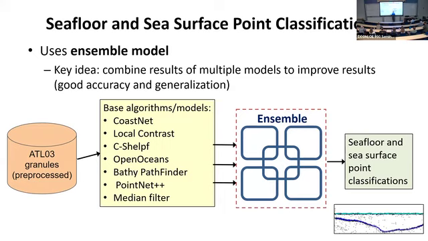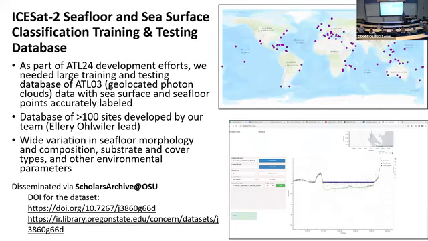And that's important. We don't need any one of these to be perfect by itself. What we need is for them to do things differently, because then we put them together into the ensemble model, and the whole is better than the sum of the parts. So we can do a better job using all of them together. And that's how we get our final sea surface and bathymetric bottom.